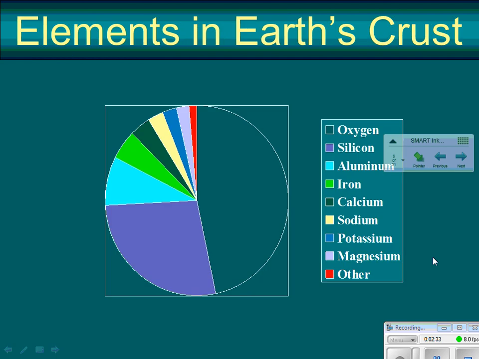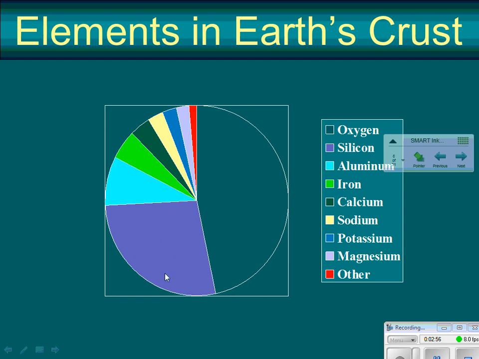Elements in the Earth's crust. On your notes, it says, using the slide, label the top 4 elements found in Earth's crust on the pie chart. Then copy down the percentages that appear on the next slide. So in your picture, this section is oxygen. So you need to label that on your pie chart. Here's oxygen.